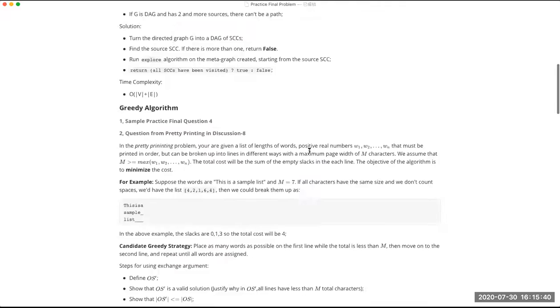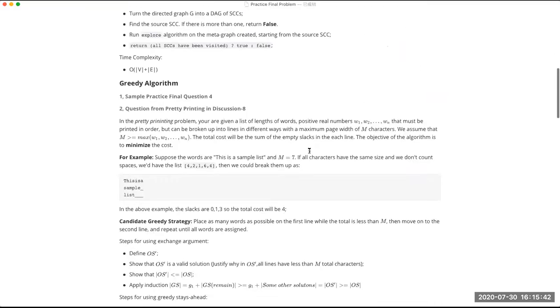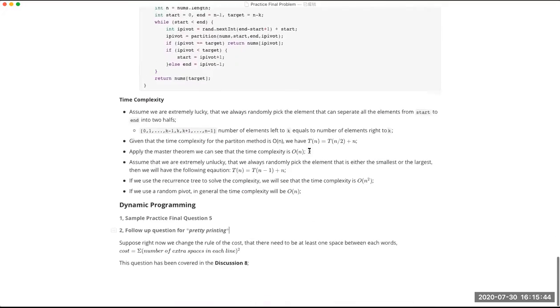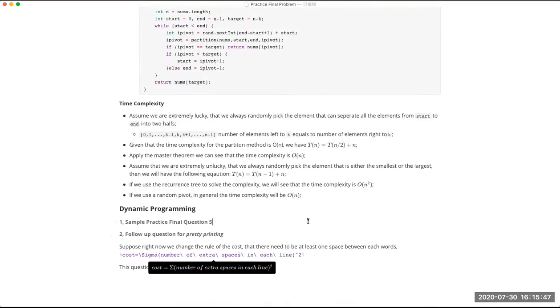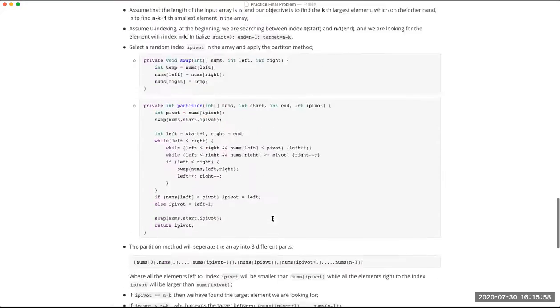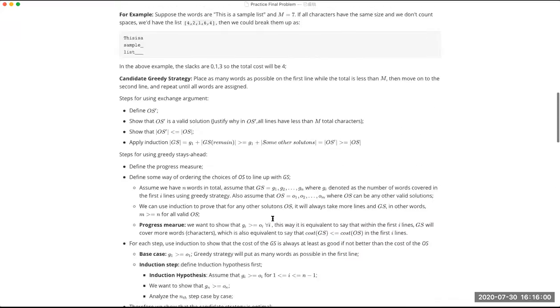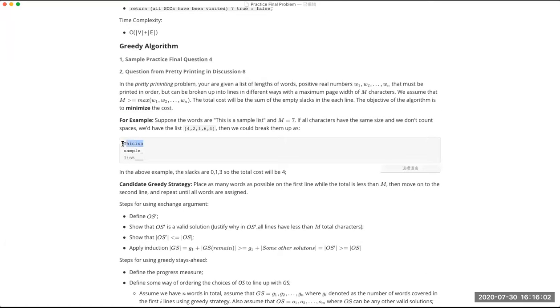For the pretty printing problem that we had, right? And right now we want to make some modification on that. We want to change the penalty. The cost is the number of extra spaces in each line squared, the sum of the squares of the number of extra spaces in each line. So basically, for the previous problem, if this is the case, then the sum will be 0 plus 1 squared plus 3 squared, which is 10.